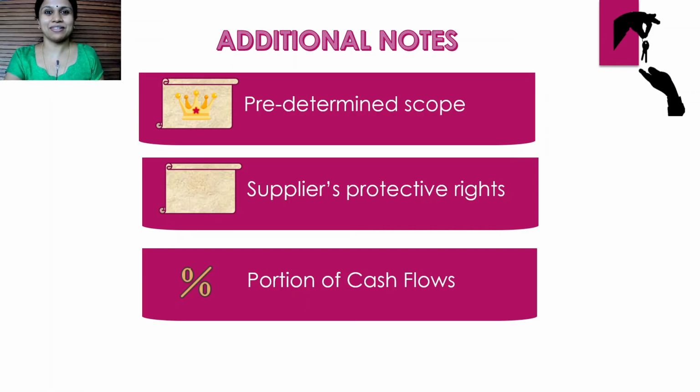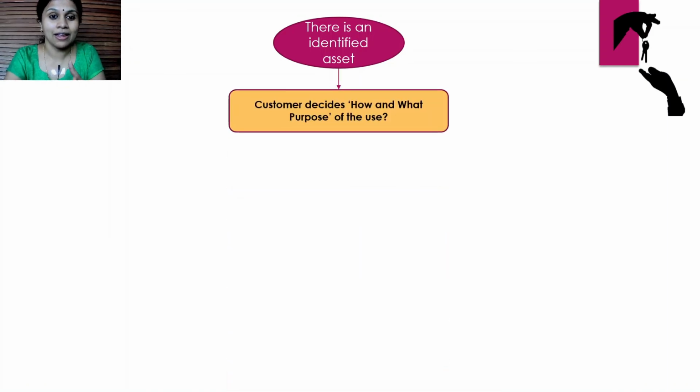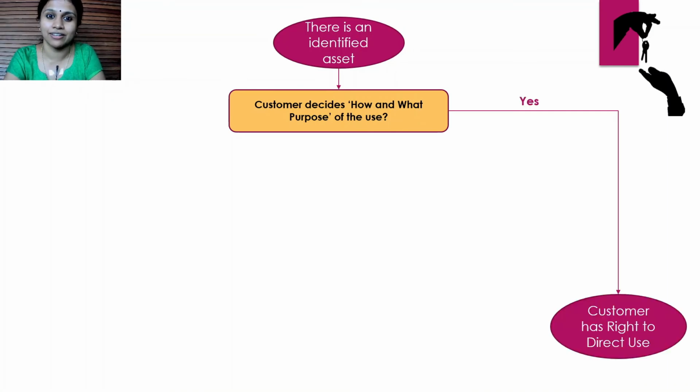Right, so that brings us to the end of the concept of right to control use. I want to do a quick recap with you using a flowchart before we end the video. So here you have assessed and concluded that there is an identified asset. Now you need to check whether the customer has the right to control use. What do you need to check? You test whether the customer decides the how and what purpose of the use of the asset. If he does decide it, then he has the right to direct use.